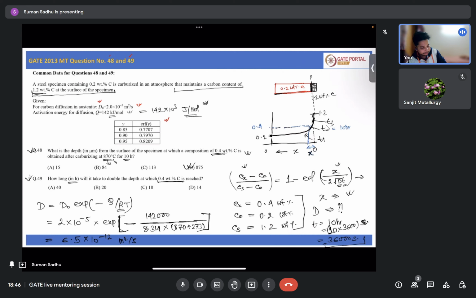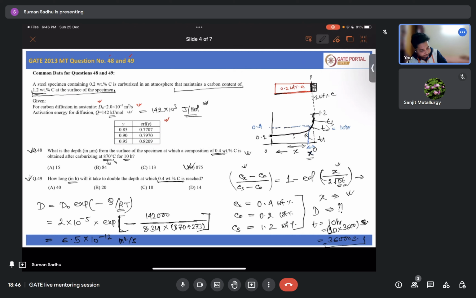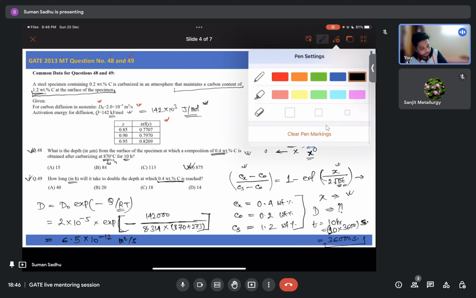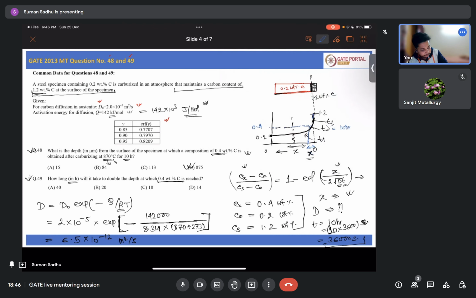Let's say in this case your x was this one, so if you double the depth to 2x, at this location, how long should it take? As I have drawn the curve, with increasing time your curve goes like this and tries to flatten out, right? So let's say this is the time t2, and then your concentration at this location is reaching 0.4.